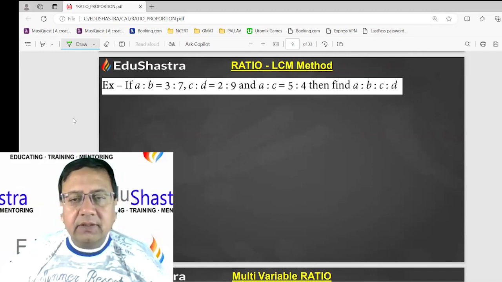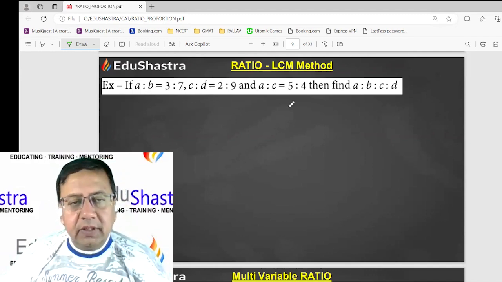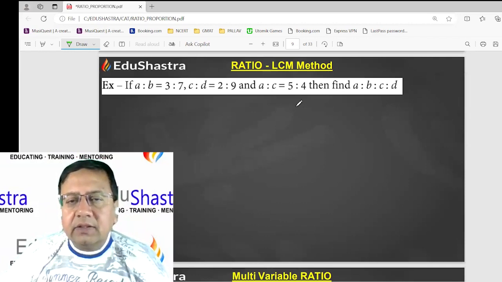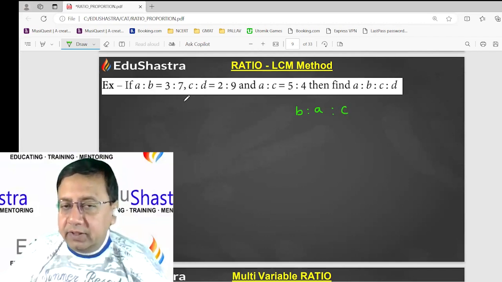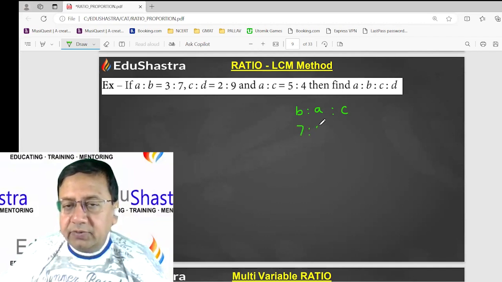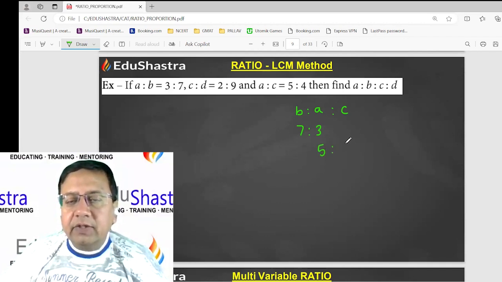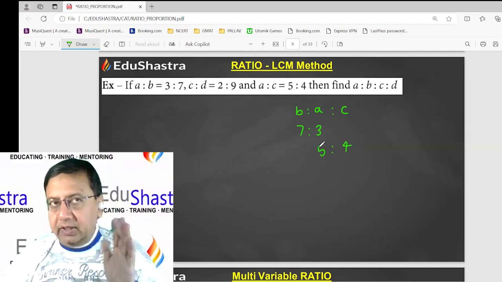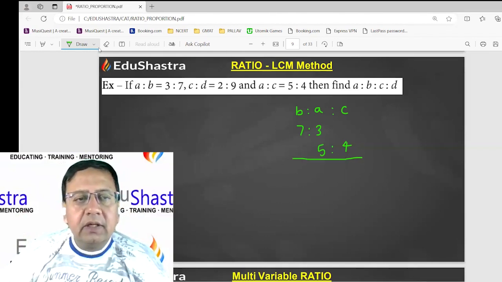So see how to get this answer. A to B, and C to D, A to C. So what I do is I write this ratio in a little twisted manner. This is B to A, and A to C. So A to B is 3 is to 7. So B to A is 7 is to 3. Getting this? And what is A to C? This is 5 is to 4. This way you have to do a little tweaking. Now I can identify this. So what to do here?